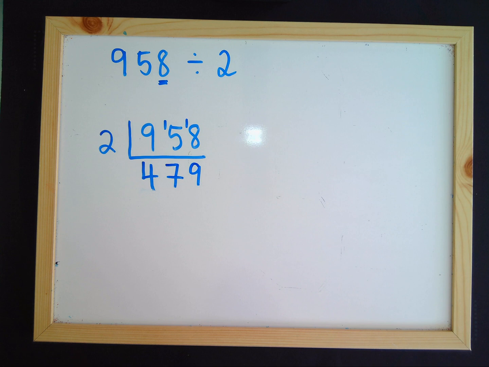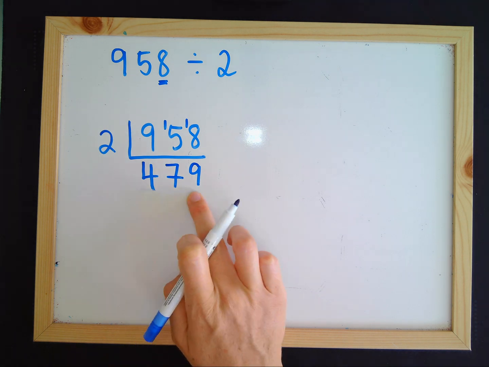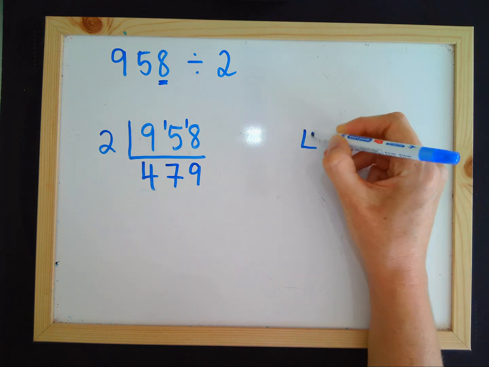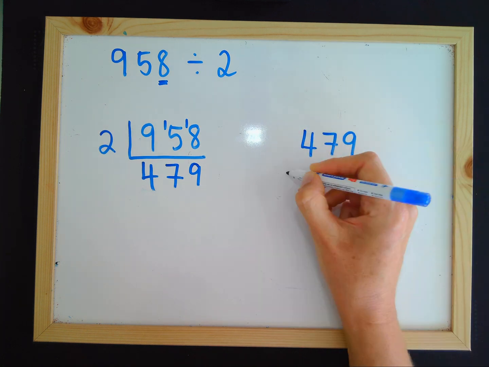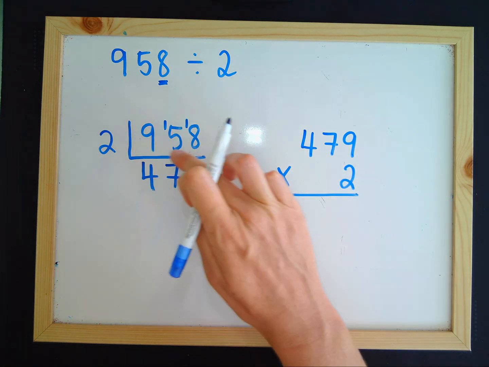Now, of course, I can always check my answer with a calculator, but in an exam, for example, a lot of the time you won't have a calculator. So a way of checking whether your answer is right is to multiply your answer by the divisor, okay? So I'm going to multiply 479 by 2 to check that I get this number here, okay?